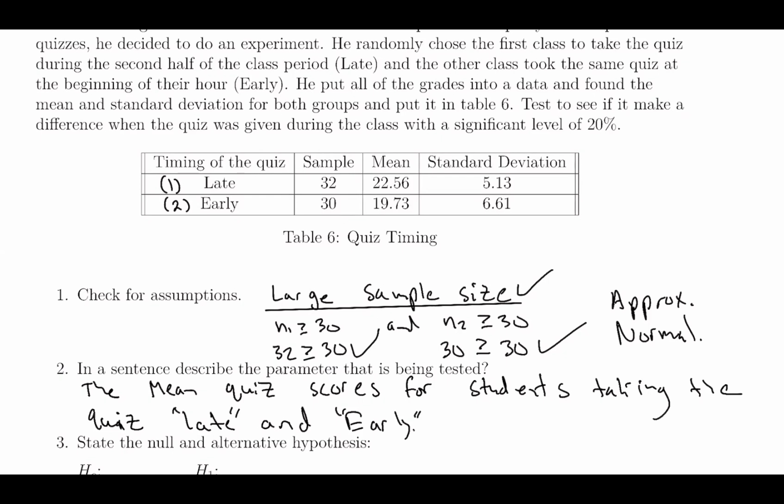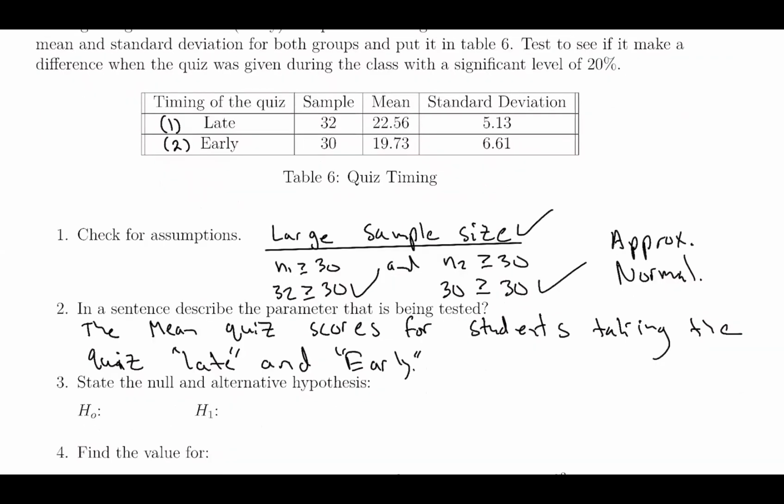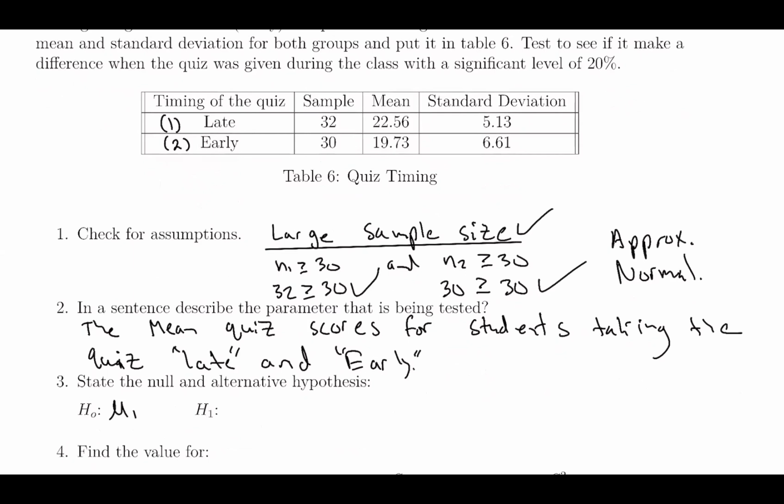State the null and alternate hypothesis. The null hypothesis pretty much just states that there is no difference between the two. So the mean quiz score for the students who take it early should be the same as the mean quiz score for students who take it late. So that's what the null hypothesis is stating. There is no difference between the two. The alternate hypothesis states there is a difference.